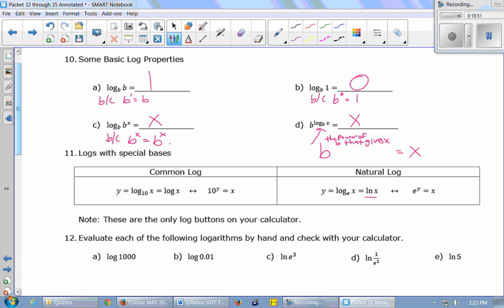So if y equals ln x, that means e to the y equals x. So here's a note. These are the only log buttons on your calculator. You have a common log button and you have a natural log button. So if you want to do log of some other base, you have to know some more things about logs.